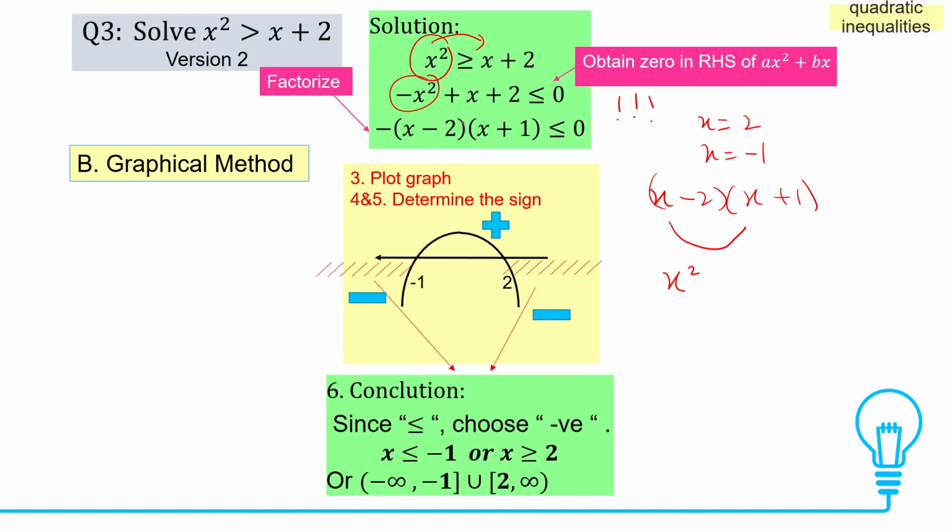Why did this happen? Because your calculator finding the factor for you is x squared, although you key in negative x squared plus x plus 2 into the calculator. The thing is, because this is equal to 0, your calculator will automatically assume and shift everything to become x squared minus x minus 2. So they will give you this answer.